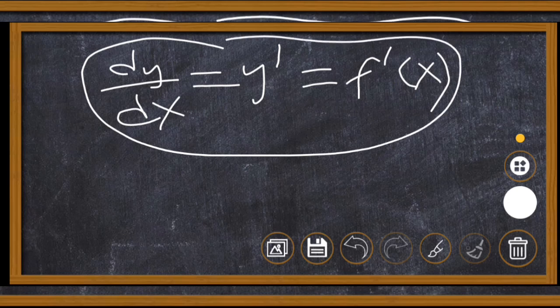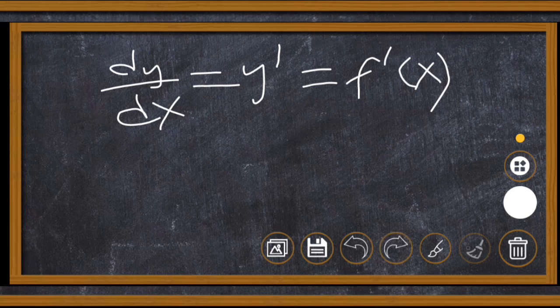three forms. They may not say differentiate, but if they say find dy over dx, this simply means you have been asked to find the derivative. If you have been asked to find the y prime, it simply means you have been asked to find the derivative. If you are asked to find the f prime of x, it means you have been asked to find the derivative, or rather the differentiation of the given function. So let's look at some of the examples we use.